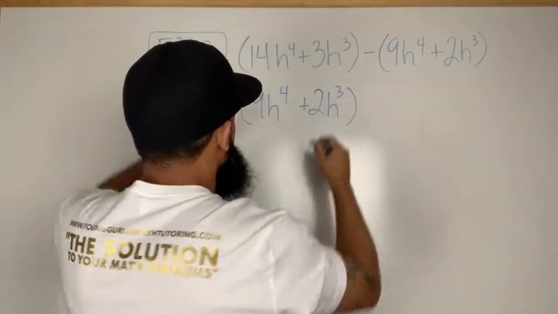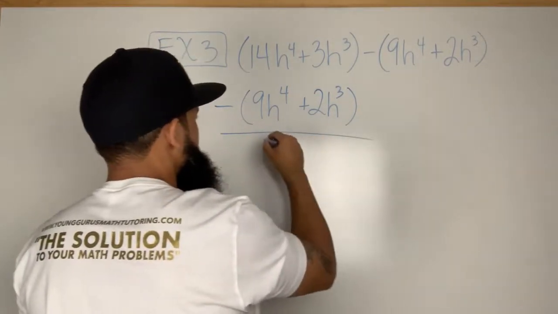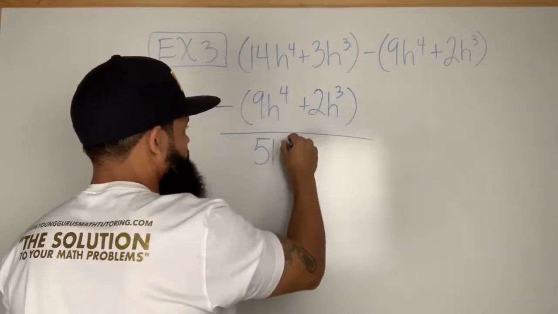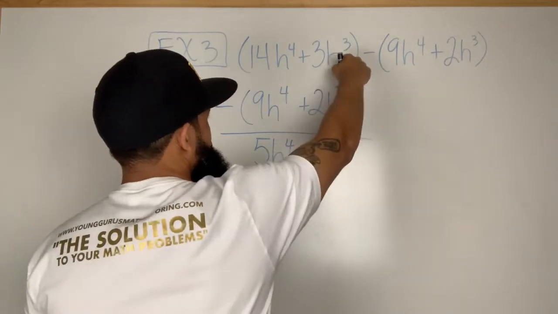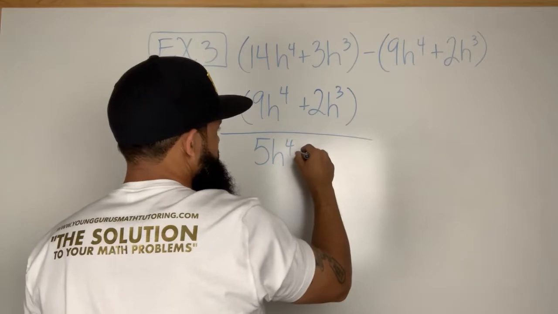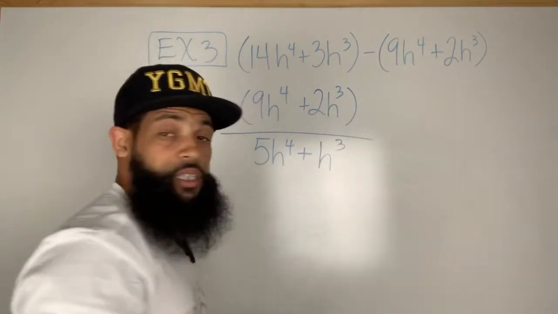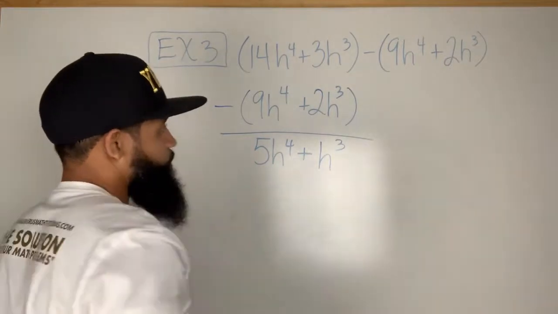All right, so 14h to the 4th minus 9h to the 4th is going to give me 5h to the 4th power. 3h to the 3rd power minus 2h to the 3rd power is just 1h to the 3rd power, or simply h to the 3rd power. So that's our final answer.